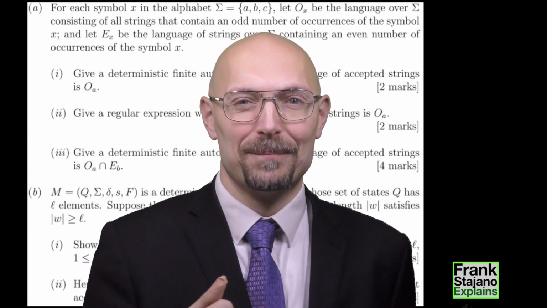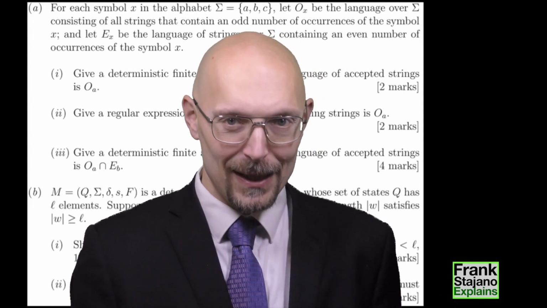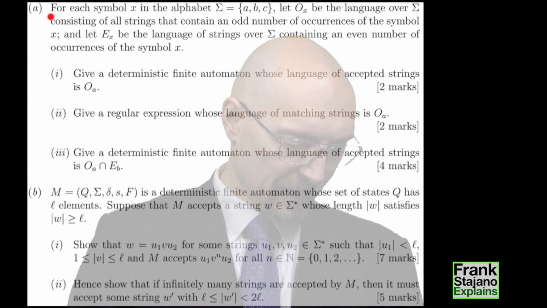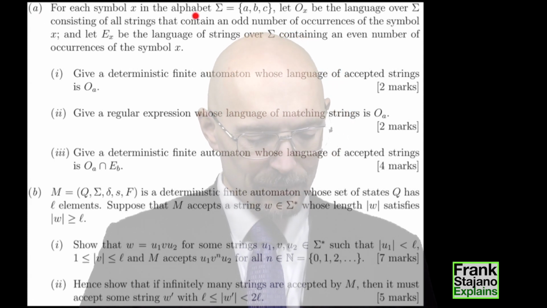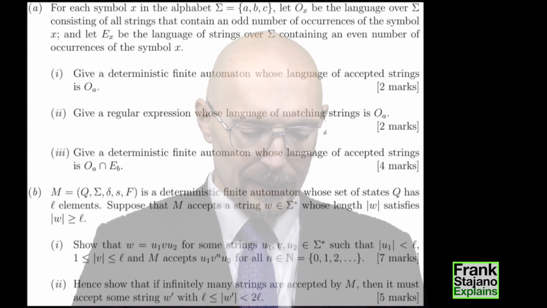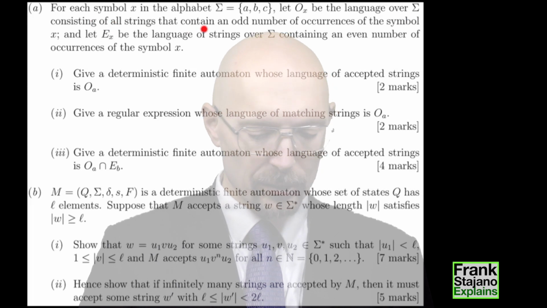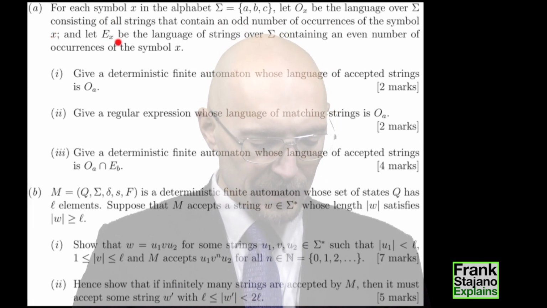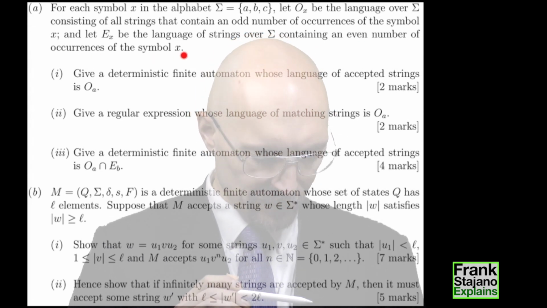Okay, welcome back. I assume by now you've done the question for yourself, so well done for that. Let's have a look at it together. So the question has two parts, A and B. For each symbol x in the alphabet sigma equals {A, B, C}, let O of x be the language over sigma consisting of all the strings that contain an odd number of occurrences of the symbol x, and let E of x be the language of strings over sigma containing an even number of occurrences of the symbol x.